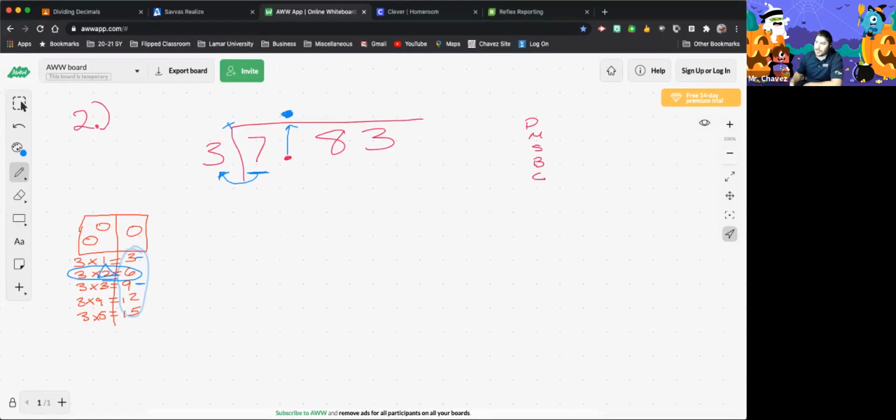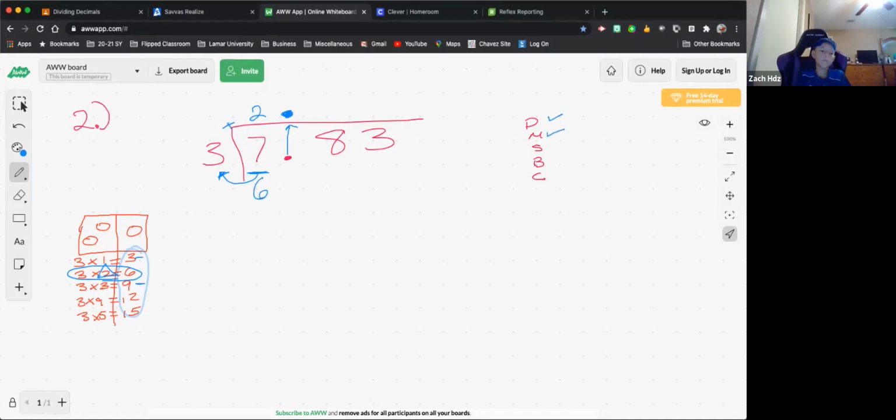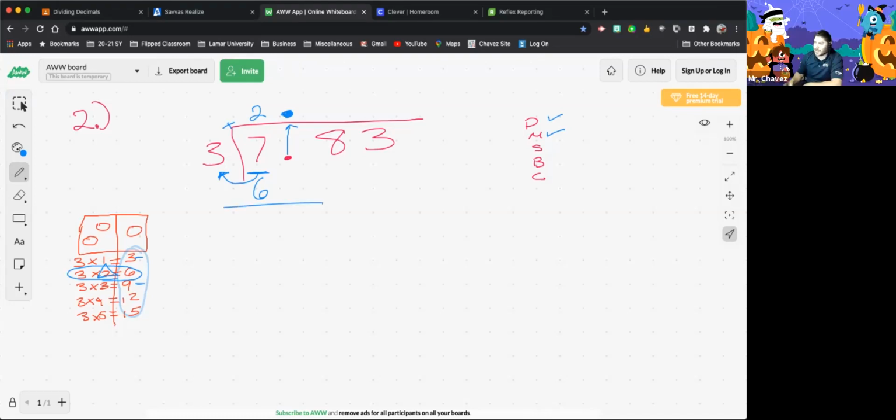So I put a triangle on the 2, put it on the roof. You just divided. Check. Now your next step, you got to multiply. You multiply 2 times 3, and you got 6. You're done. Now you're going to subtract. You're going to subtract 7 minus 6, and that's going to give you 1.